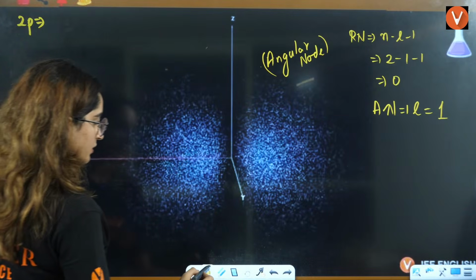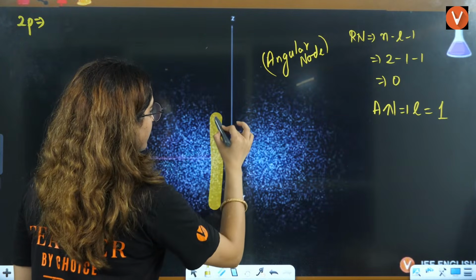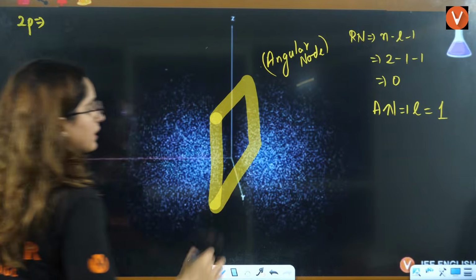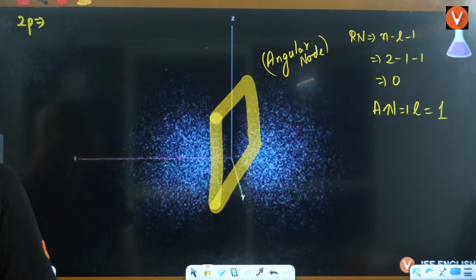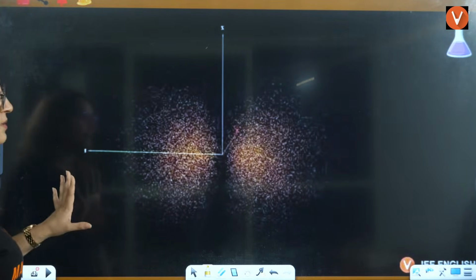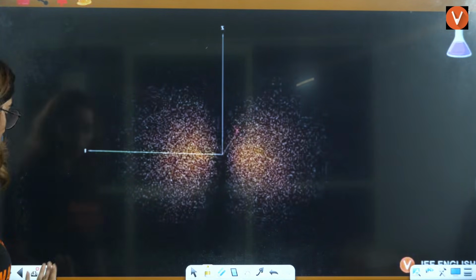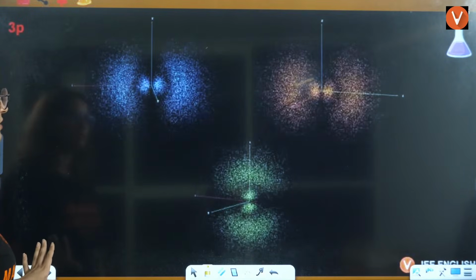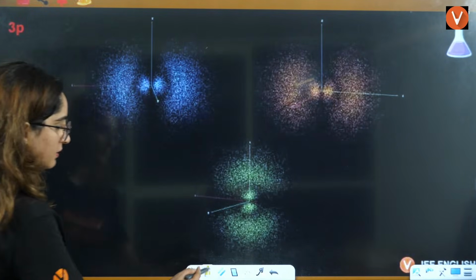Plane is not that better. Okay, I think I'll draw it myself. This is the plane that you can pass from here. Now, similarly, 2px, 2py, 2pz, it is the same that we will discuss in the next class. This is 3p. Okay.